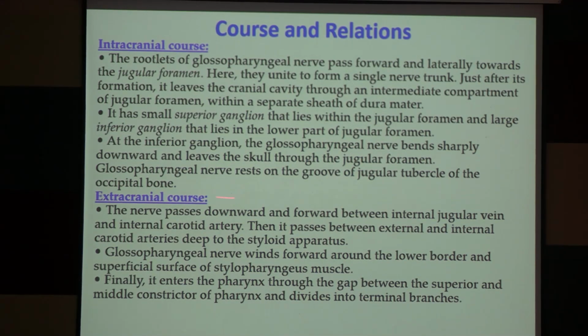At the inferior ganglion, the glossopharyngeal nerve bends sharply downward and leaves the skull through the jugular foramen. And this glossopharyngeal nerve rests on the groove of jugular tubercle of the occipital bone. Okay, so this is the intracranial course after it comes out through the intermediate compartment of the jugular foramen.